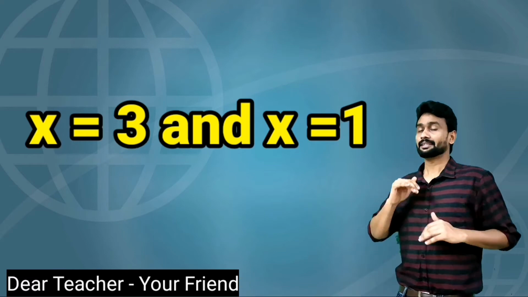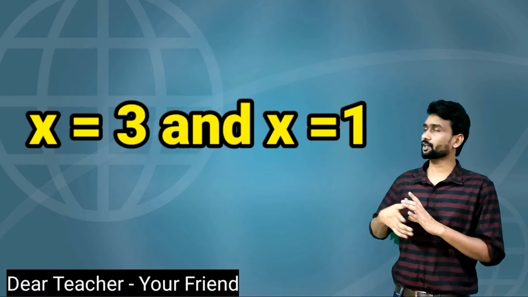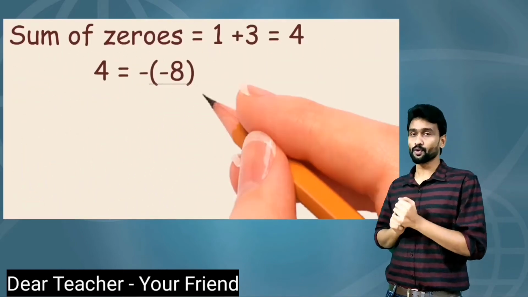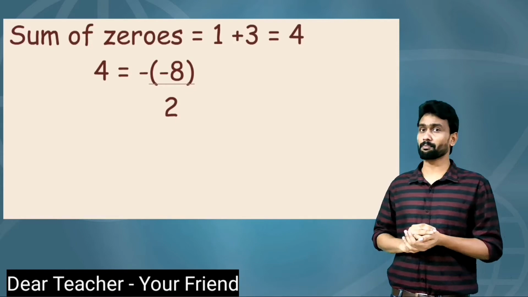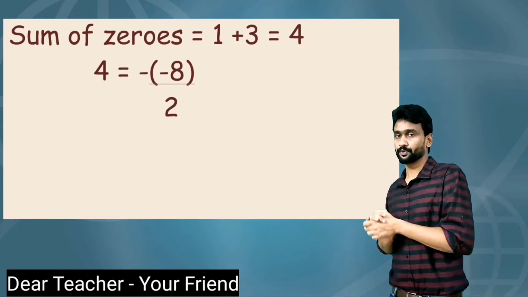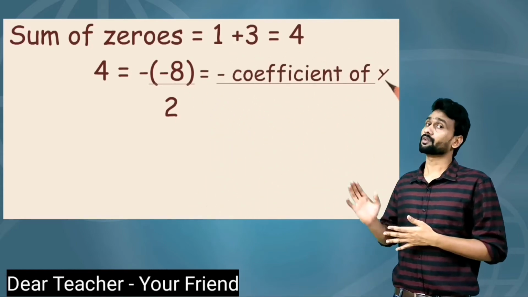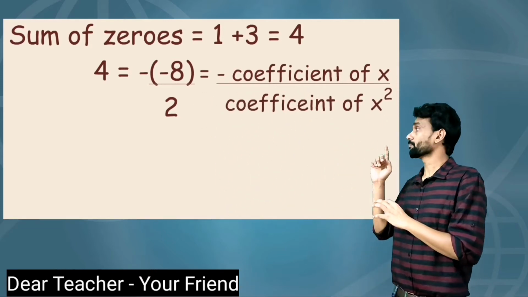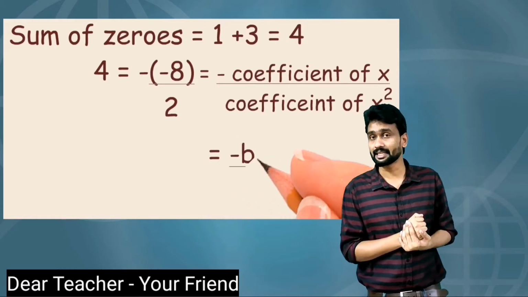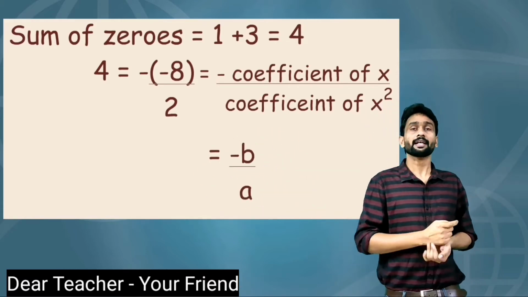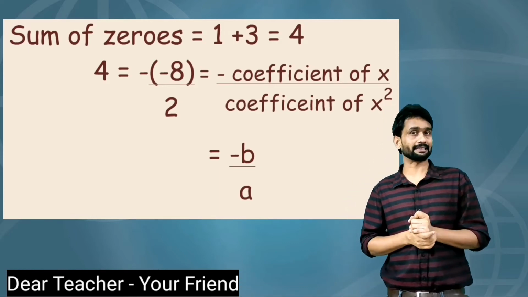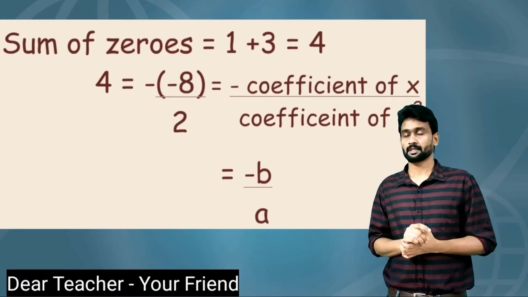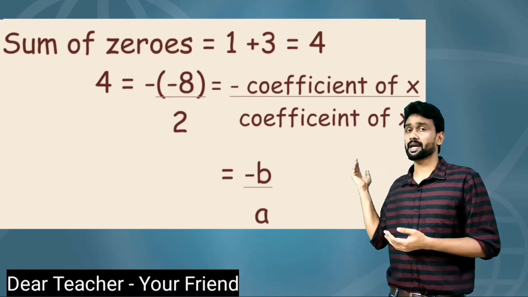Now we can verify the relation between the zeros and their coefficients. Sum of the zeros, 1 plus 3 equals 4. This we can rewrite as minus of minus 8 upon 2. We know minus 8 is the coefficient of x and 2 is the coefficient of x square. So this is equal to minus of coefficient of x by coefficient of x square. So the sum of the zeros of a polynomial is equal to minus of coefficient of x by coefficient of x square. Otherwise, we can write it as minus b by a.